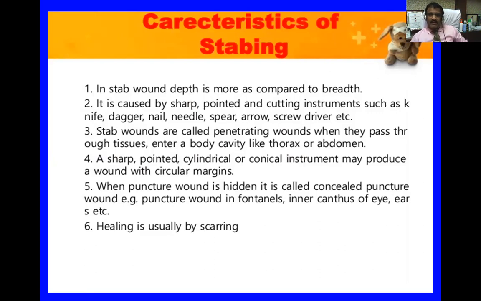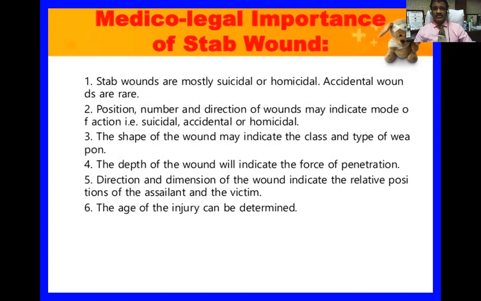Dagger, okay, katyar. Stab wounds are called penetrating wounds when they pass through tissues and enter a body cavity like thorax and abdomen. Usually the head has a tough skull bone. Sharp pointed cylindrical or conical instruments produce a wound with circular margins. When a puncture wound is hidden, it is called a concealed puncture wound. Example, puncture wound found in fontanelles, inner canthus of eye, ear, etc. And healing is usually by scarring. But these are more dangerous and grievous injuries.